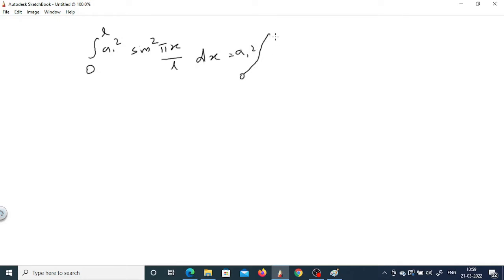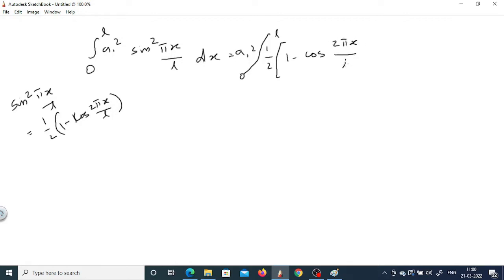So a1 square, 0 to L. What happens? Sin square pi x by L. If I transform sin square pi x by L, I can get the formula, which is 1 by 2 into 1 minus cos 2 pi x by L. So I can substitute this form into our available form. So I can write here 1 by 2 into 1 minus cos 2 pi x by L into dx. Okay, after that I can move to the next step, which is equal to a1 square.